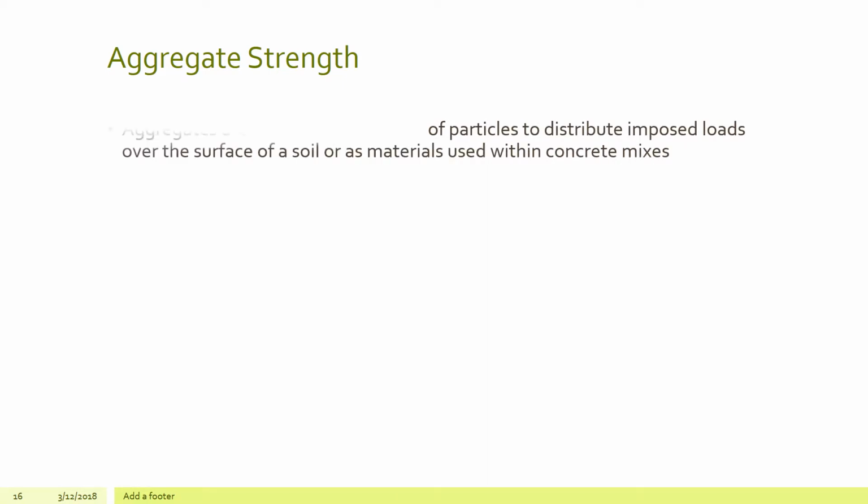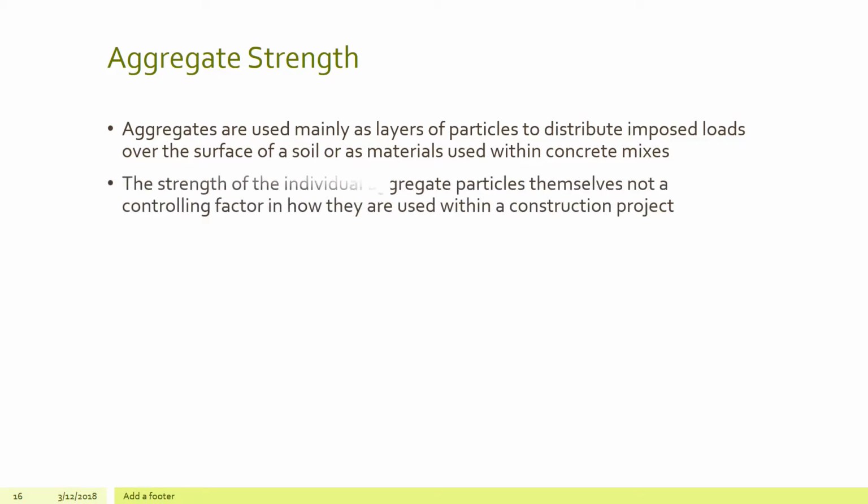We look at the strength of the aggregate. Aggregate are used mainly as layers of particles to distribute imposed loads over the surface of a soil or as a material used within the concrete mixes. So again, we talked about compaction. We're looking at that strength. We want to get it as strong as we can to get those particles to move together. The strength of the individual aggregate particles themselves is not a controlling factor in how they are used within a construction project.